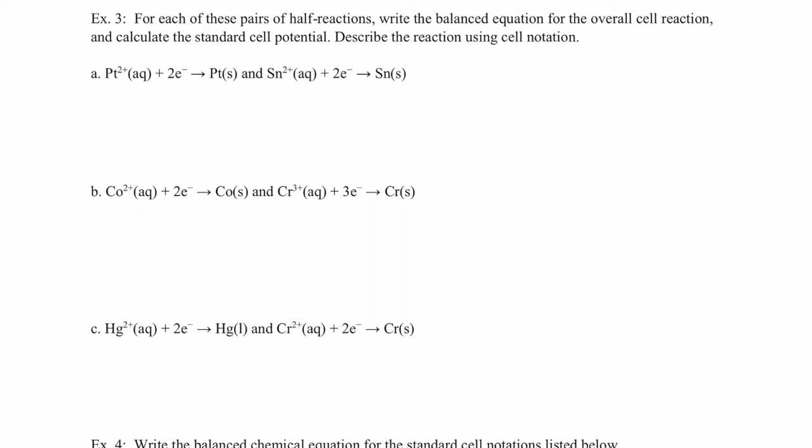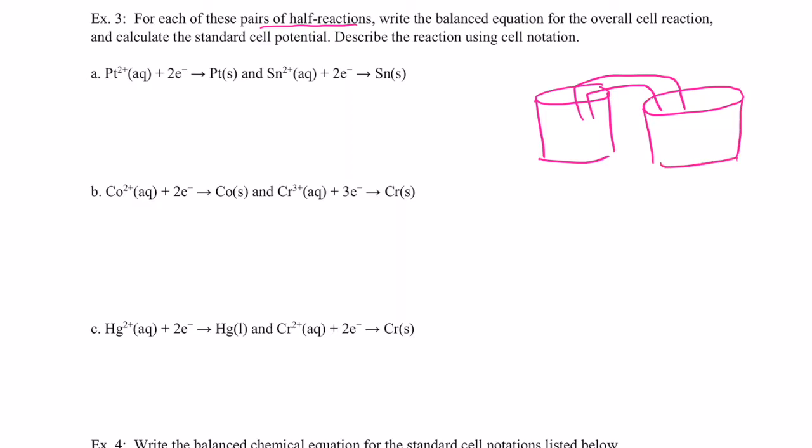So for example 3, I'm going to give you pairs of half reactions. So if you can imagine these occurring in 2 beakers. So if I could draw a picture just to remind you off to the side. Here's 1 beaker, and they're connected by salt bridges. Do you remember the purpose of a salt bridge, kiddos? Yeah, it's to maintain charge neutrality between the 2 half cells.